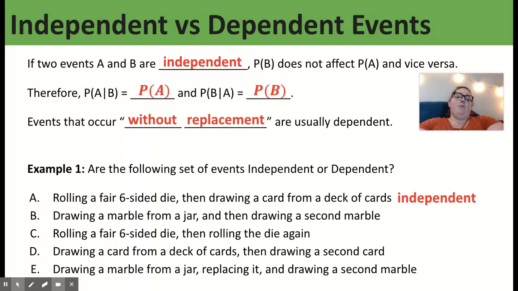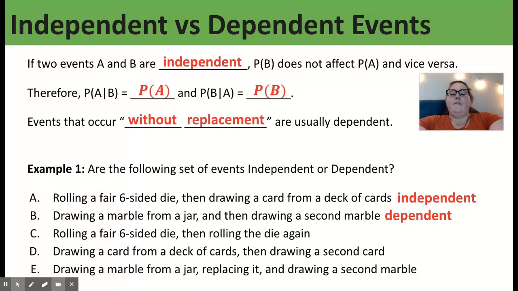If I were to draw a marble from a jar, and then without replacing that first marble, draw a second marble, well, the second time I pick, there's less marbles in the jar, and there's less of that particular color. So the probability of getting a specific color of marble on my second pick has now changed a little bit. Those would be dependent if I'm not putting that marble back. That's what we meant by without replacement.